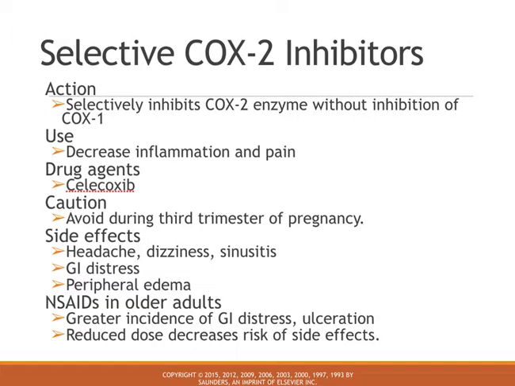And just as a side note, before we move on to corticosteroids, NSAID use in older adults. As nurses, we need to know that there's a greater incidence of GI distress and ulcerations associated with NSAIDs in older adults. And a lot of times we need a reduced dose to decrease the risk of side effects in older adults.